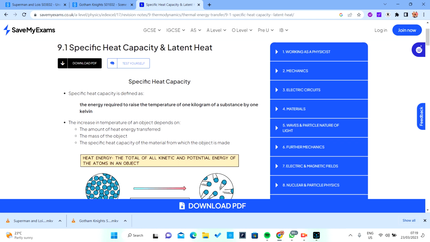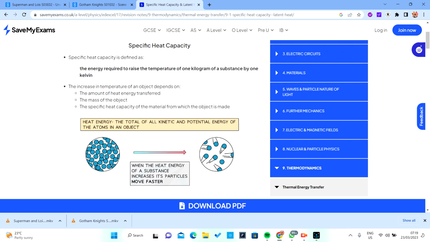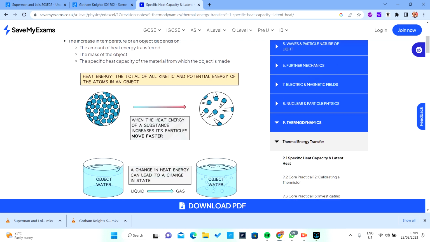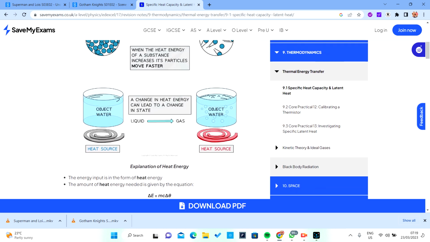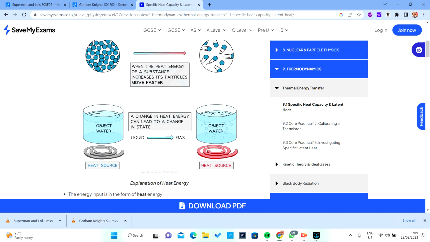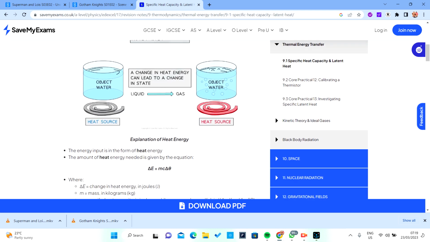Now there is an easy way to calculate heat capacity and specific heat capacity, and let's go over this now. Heat energy is the total of all kinetic energy and potential energy the atoms in an object possess. We already explained this when we were talking about heat energy, heat transferred. The faster the molecules of a substance move, the higher the heat energy they have. One of the reasons when you are boiling water, what signifies that the temperature is extremely high is when the water starts to bubble up.